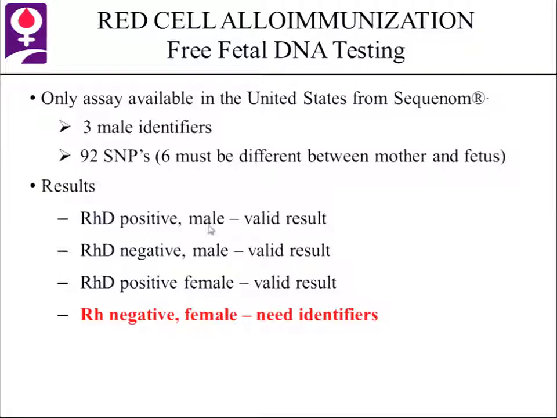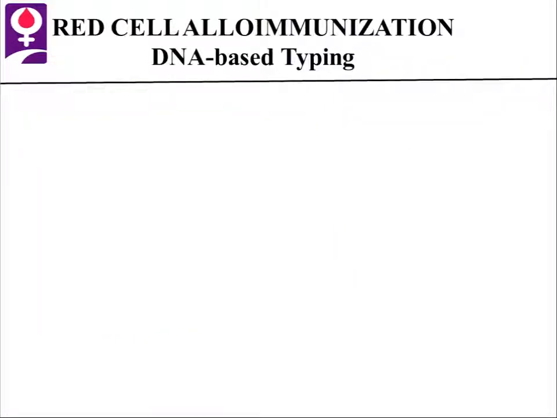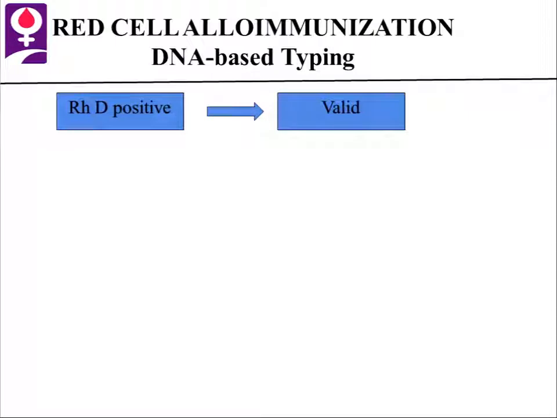So an Rh positive male result, that would be valid because you have male DNA in the system. That has to be fetal. An Rh negative male result, again, valid because you have male DNA. An Rh positive female, valid because, again, you shouldn't have Rh positive DNA in the mother's bloodstream unless it comes from the fetus. But herein lies the problem, and that's the Rh negative female fetus. Is that a female fetus that's Rh negative, or are you just reflecting maternal DNA? And so the way the assay works, again, a positive result, that's valid on the free DNA testing.